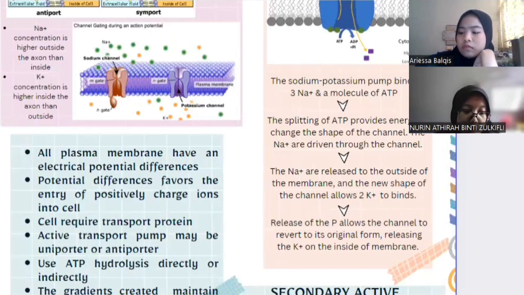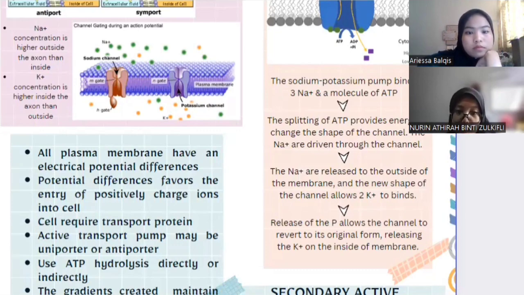So how it works is, the sodium potassium pump works by binding 3 Na+ and a molecule of ATP. Then the splitting of ATP provides the energy to change the shape of the channel. Then the sodium ions are driven through the channel.